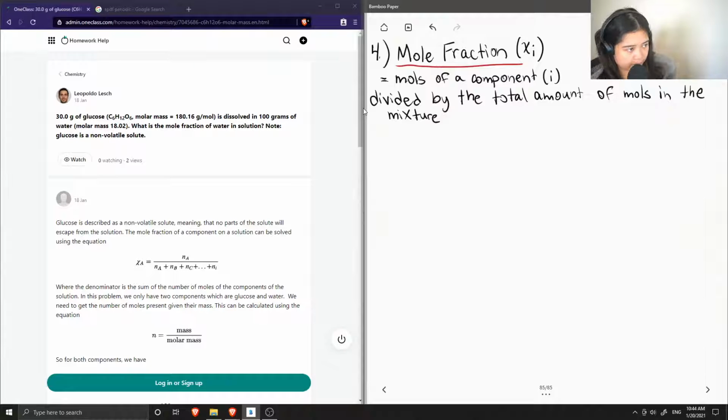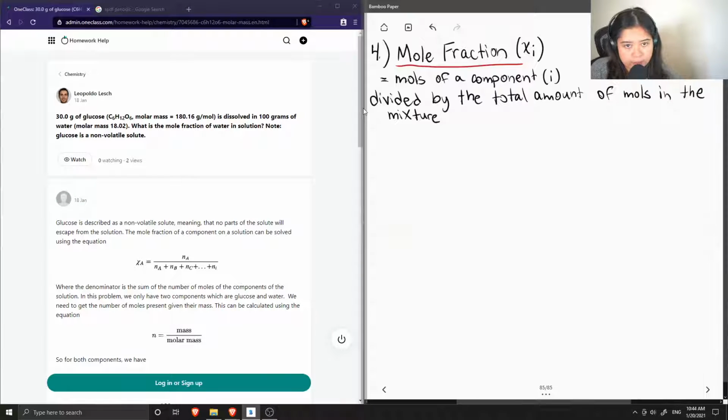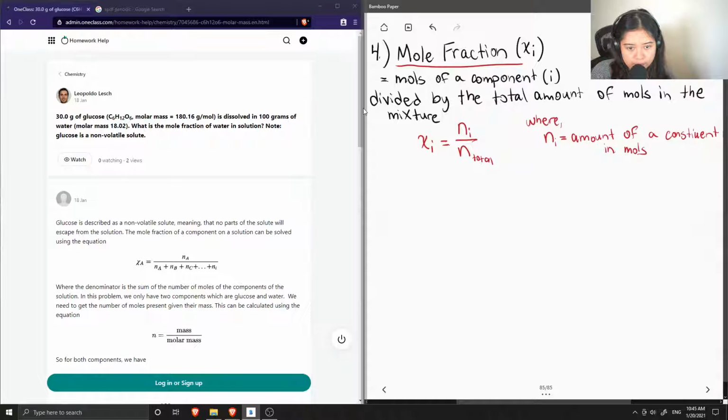Okay, so for this question, we want to know the mole fraction of water in a solution of the 30 grams of glucose and 100 grams of water. So we can write out the equation for mole fraction. So mole fraction X is equal to n over n total, where n is the amount of a constituent in moles. And as you can guess, n total is the total amount of moles.